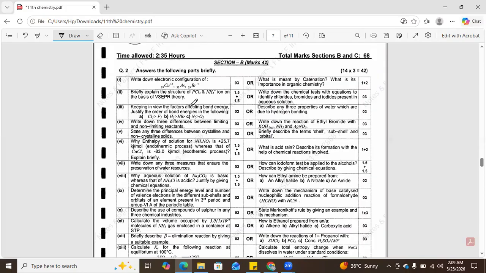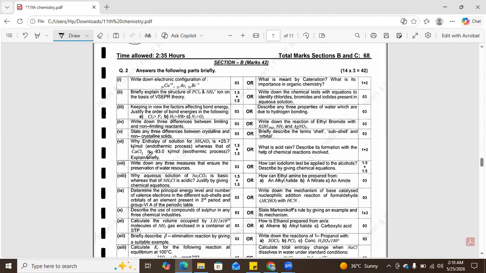Write down electronic configuration of these three elements. Briefly explain the structure of PCl3 and NH4+ ion on the basis of VSEPR theory. Keeping in view the factors affecting bond energy, justify the order of bond energies in the following. Number 4 is write down the differences between limiting and non-limiting reactants. Number 5, state any three differences between crystalline and non-crystalline solids.